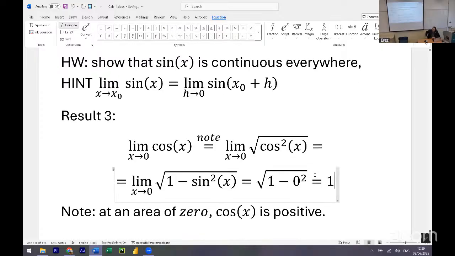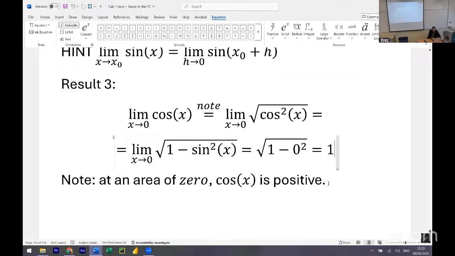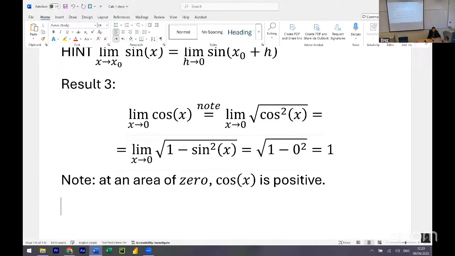And we can get that cosine is continuous as well. I don't mention it because it's similar to sine, but I did need that limit. You'll see in a few seconds. Result 4.